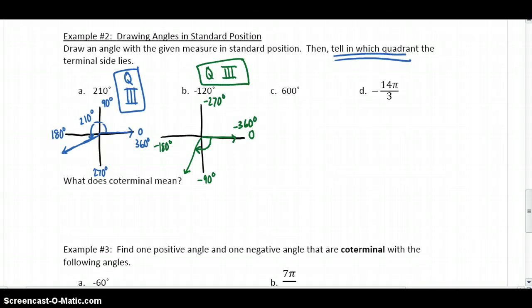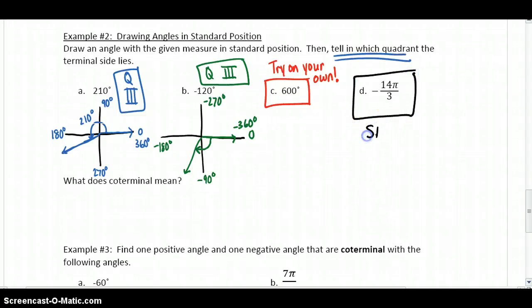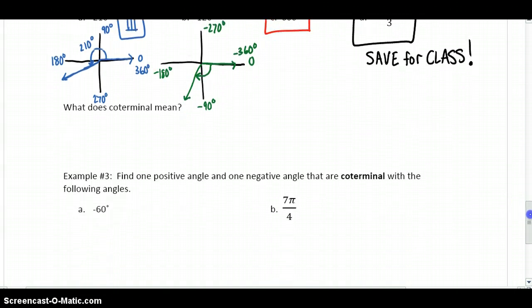Okay, letter C. Ooh, letter C is a little tricky, but I think you guys are up for the challenge. So I want you to try this one on your own. And we will make sure that we go over it in class when we see you next. Okay. And then letter D, I'm actually just going to save for class because I want to make sure we are able to talk about the radians and how we would sketch that as well. You can try it if you want, but I think we're going to save that one for class.